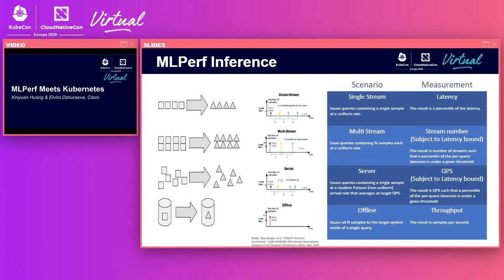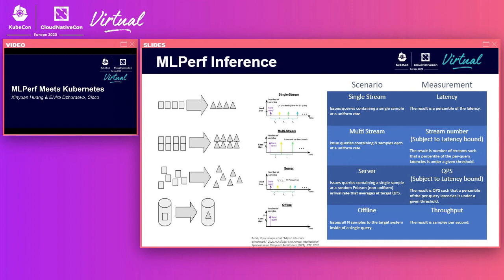Now there is the third scenario, that is the server scenario, which is mostly suitable for machine learning applications as an online service. For example, recommendation services and translation applications are some of the popular use cases. In this scenario, we issue queries at an arrival rate that follows a Poisson distribution, which mimics the inference queries in the real world. Then we measure the performance by setting a latency threshold first, then measure the highest QPS the system can reach on the condition that the predetermined latency threshold can be met.